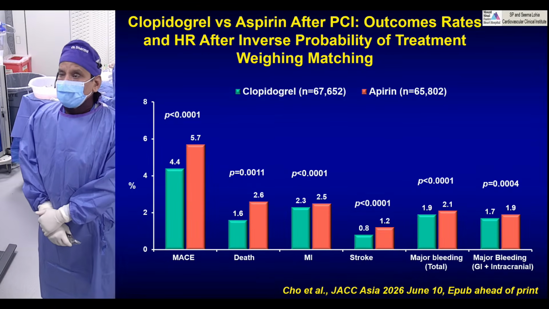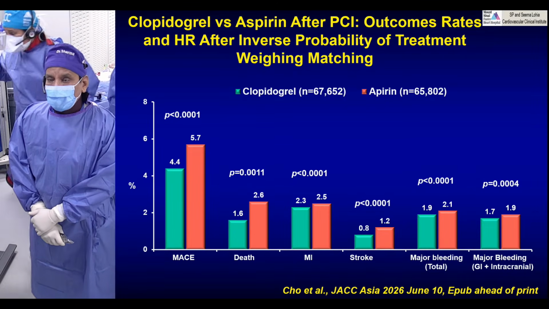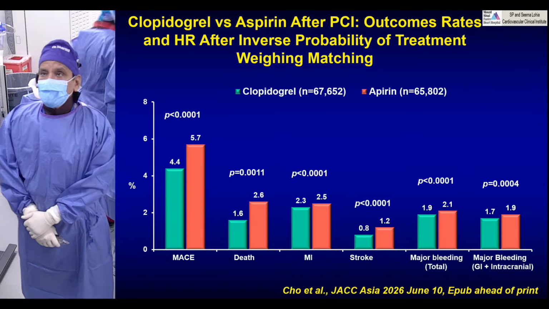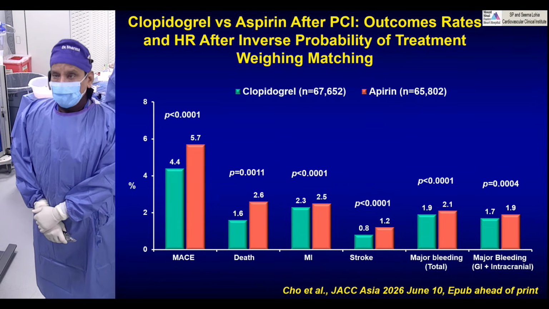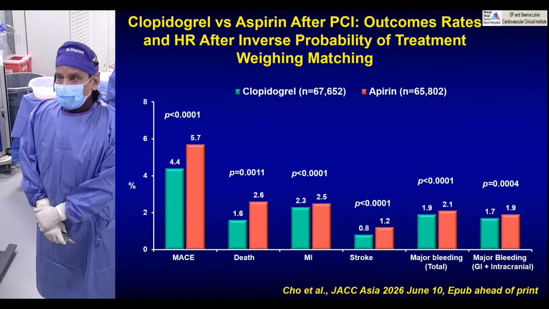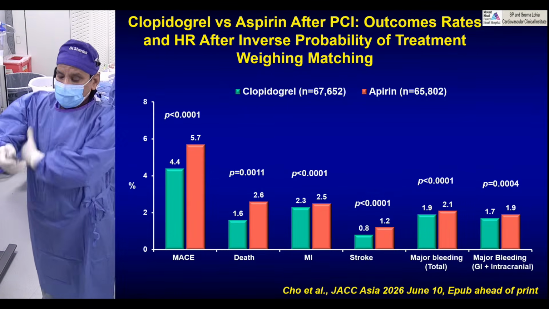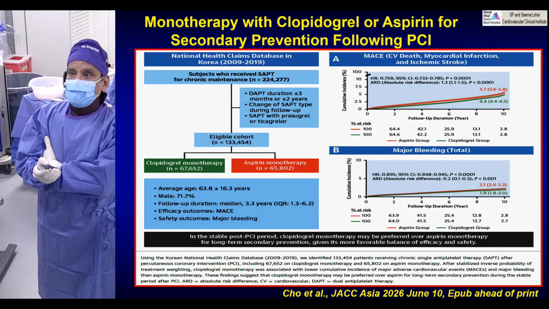Korean registries, just like ACC and CDR, are all reporting, and they've found that clopidogrel monotherapy compared with aspirin monotherapy was clearly associated with better outcomes: lower MACE, lower death rate, lower MI, lower stroke, lower major bleeding, and importantly, lower GI bleeding. So anytime you have an issue with the GI, clopidogrel will do a better job than aspirin.